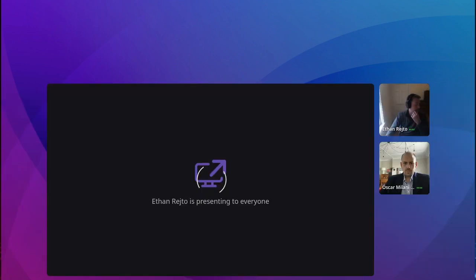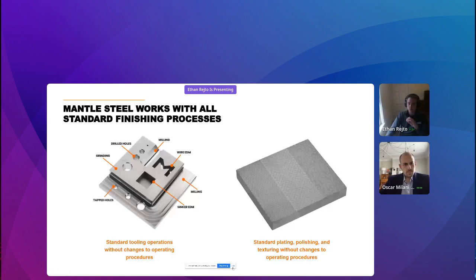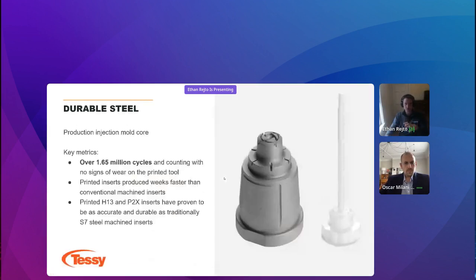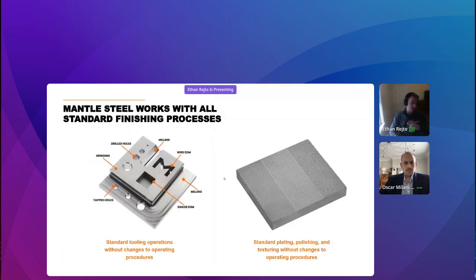We're very proud. Let me actually just share something here. We're very proud that we've put a lot of work into ensuring that our materials perform identically to a traditional steel. So you can see here, this is an insert that we sent out to a machine shop. We asked them, can you grind it? Can you machine it? Can you sinker EDM? Can you do wire EDM? Can you tap it? Drilling?